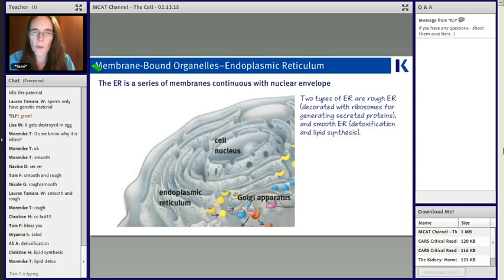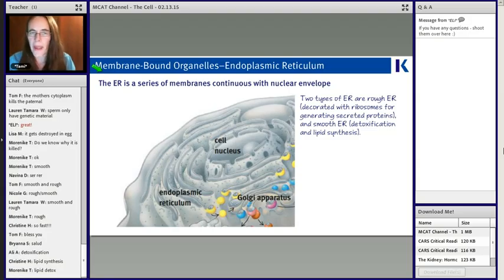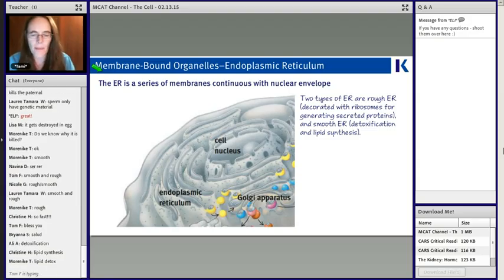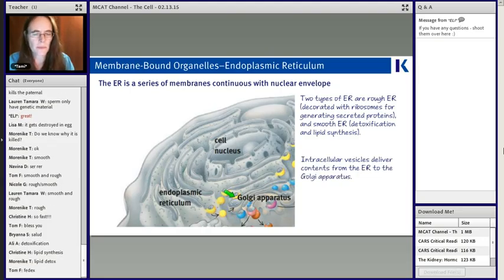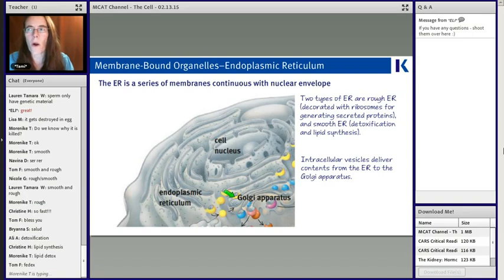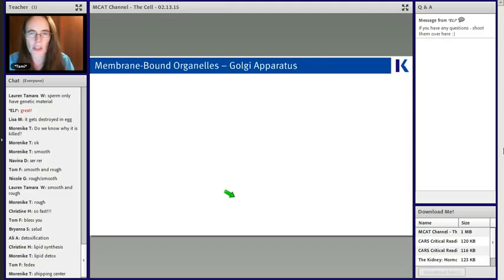Now, these secreted proteins and these lipids that we're making, what happens to them? They're going to be delivered via vesicles to our Golgi apparatus. What is another name for our Golgi apparatus? FedEx or UPS, the processing and shipping center of our cell. Okay, good. So let's talk a little bit about this shipping center.